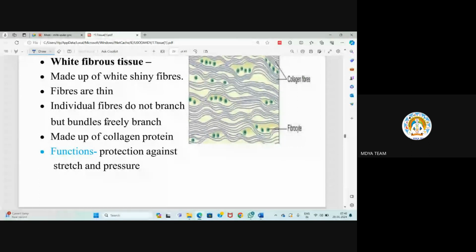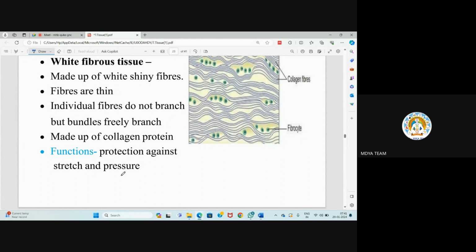Individual fibers do not branch, but bundles freely branch, made up of collagen protein. Yes, white fibrous tissue is made up of collagen protein, and functions are protection against stretch and pressure. Okay, so when we are doing any asana, then we are stretching ourselves. Sometimes we are pressurizing ourselves. In that case, this white fibrous tissue is protecting us.